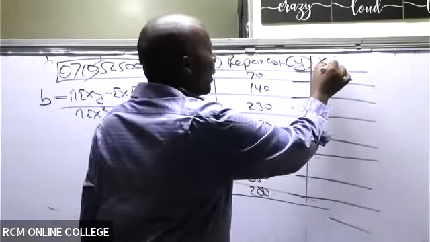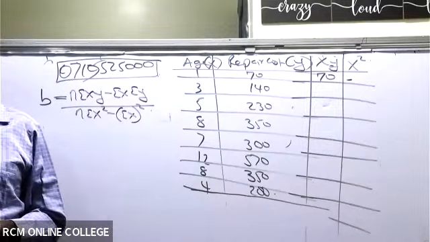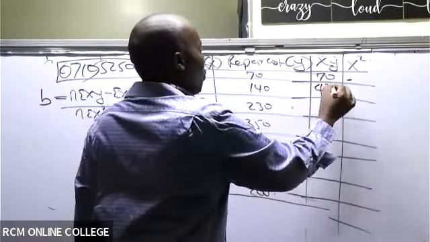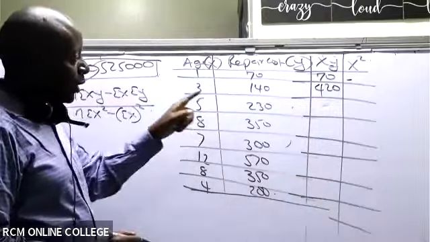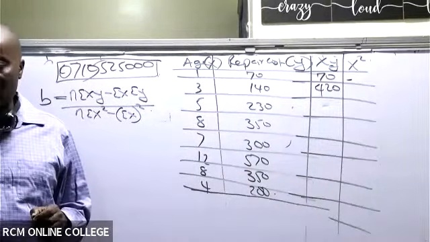So xy means you're multiplying. So 1 times 70, this gives me 70. How about 3 times 140? Can somebody give me 3 times 140? You guys must give me these values. Chitechi Laura, 420. Thank you so much. And then we have here 5 times 230.